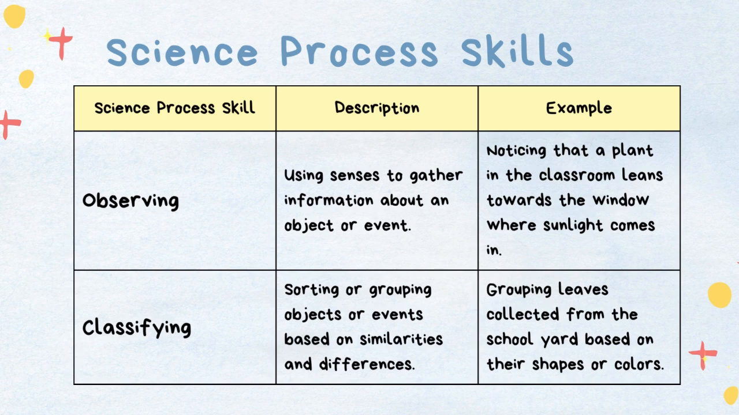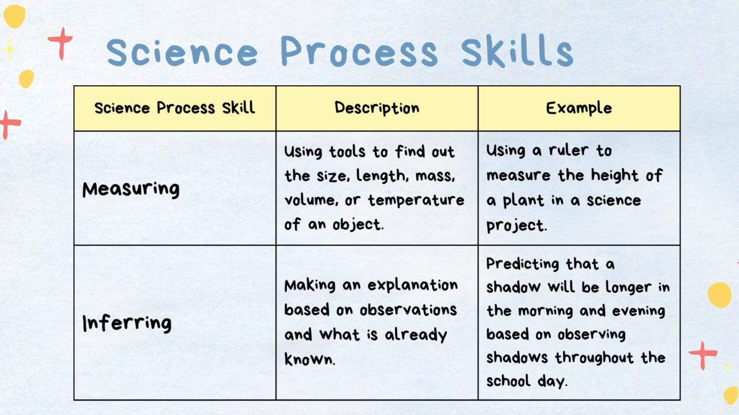Here are some science process skills, their descriptions, and examples. Observing. Using senses to gather information about an object or event. Noticing that a plant in the classroom leans toward the window where sunlight comes in. Classifying. Sorting or grouping objects or events based on similarities and differences. Grouping leaves collected from the schoolyard based on their shapes and colors.